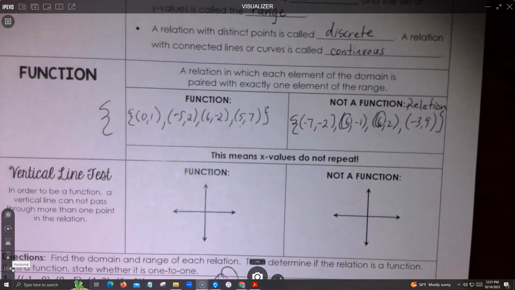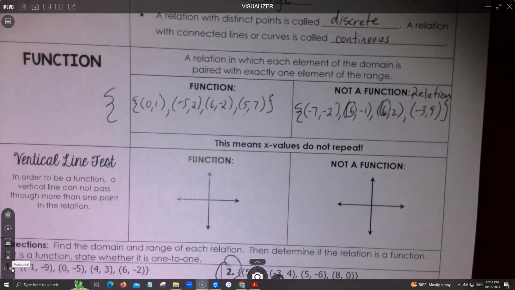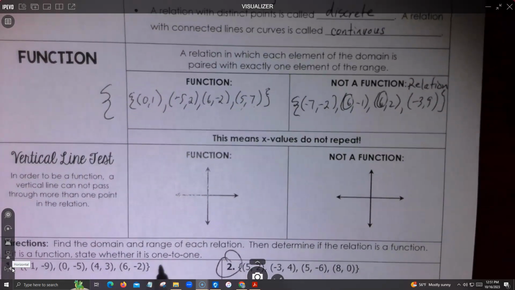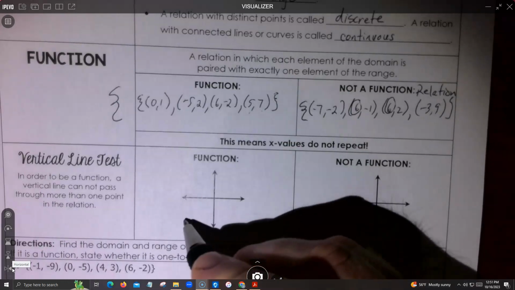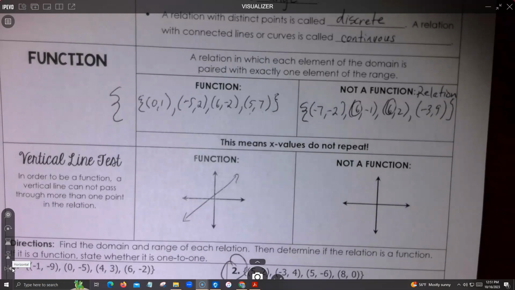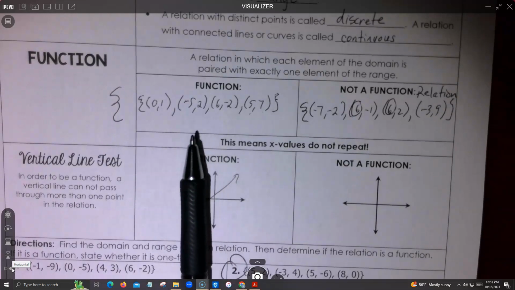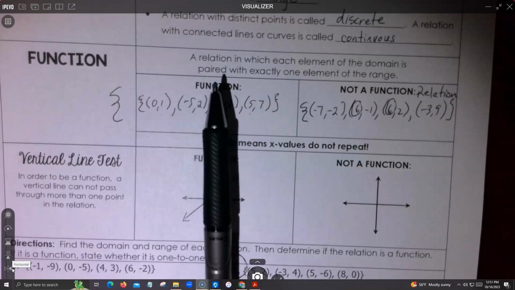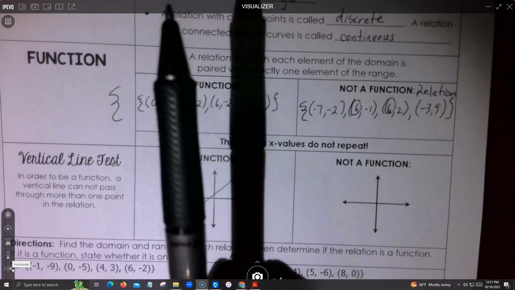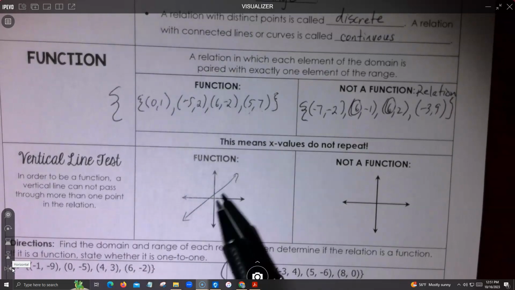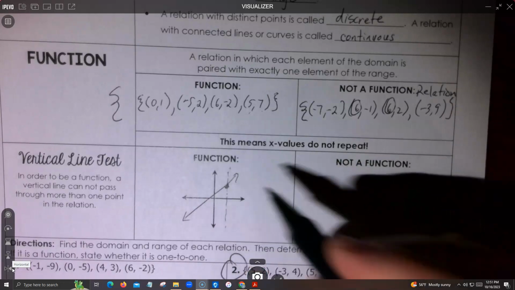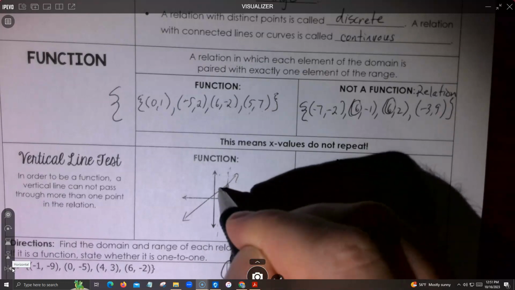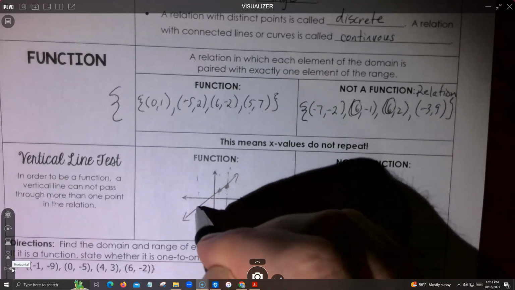Okay? All right, the vertical line test. A vertical line test says that in order to be a function, a vertical line cannot pass through more than one point in the relation. So an example of a function would be something like this. If I take a vertical line, every time I put the pen down, the line is only intersecting in one point. Here's my pen. It only hits once. Let's say I lay my pen down again. I only hit once. If I lay down my pen here, I only hit once.